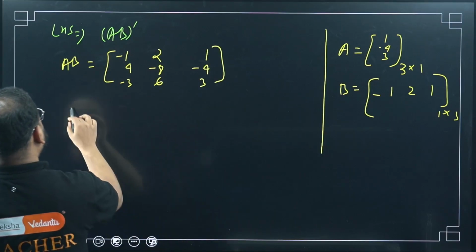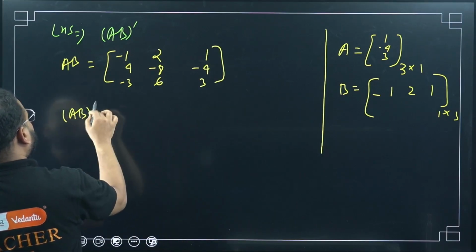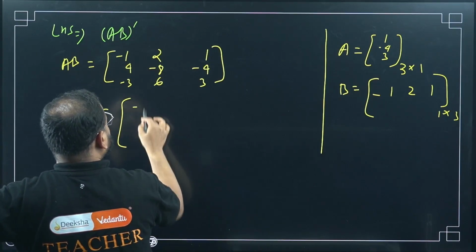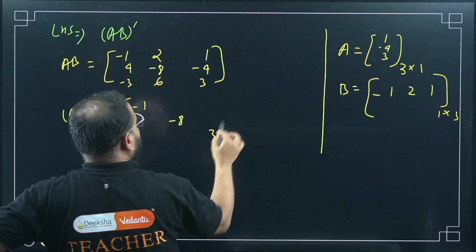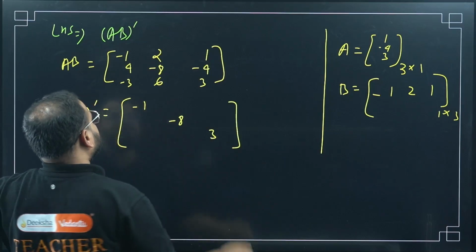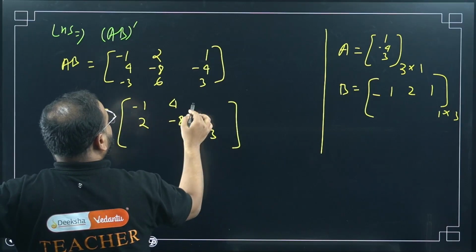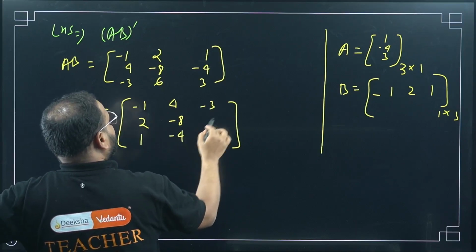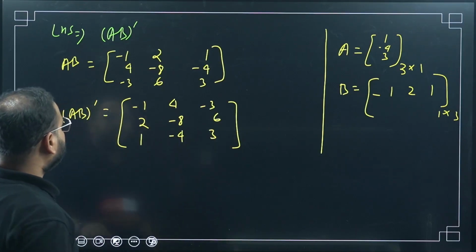Okay. What we're looking for? Transpose of AB. So take AB and what are you going to do? Keep the diagonal as it is and take the mirror image. So minus 1, minus 8 and 3, and mirror image of all the rest of the elements. So 2 will come here, 4 will go here, 1 will come here, minus 3 will go here, minus 4 will come here and 6 will go here. Please check. This is my LHS.